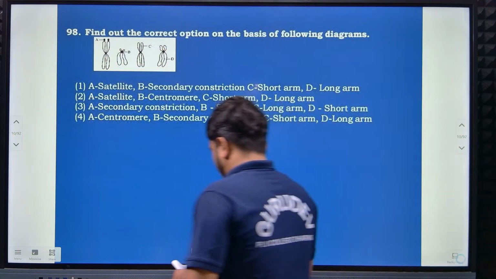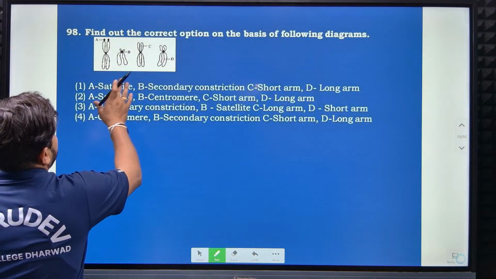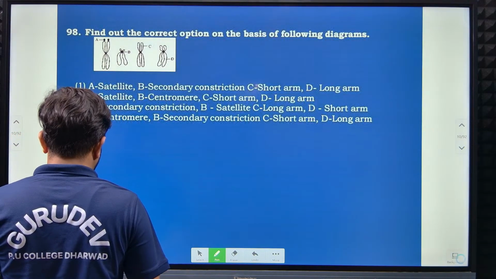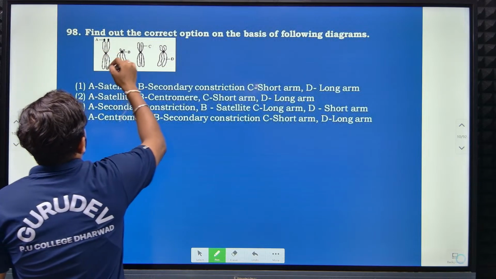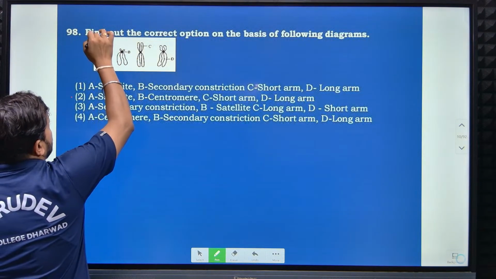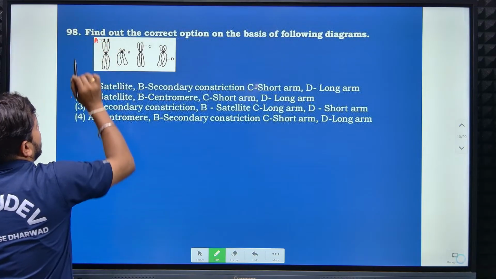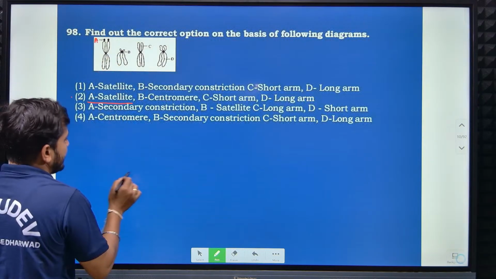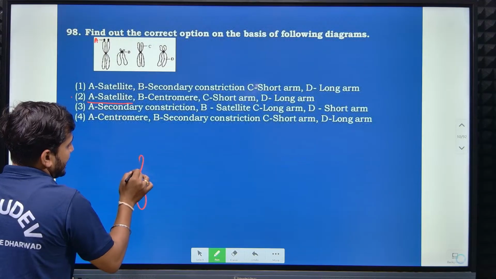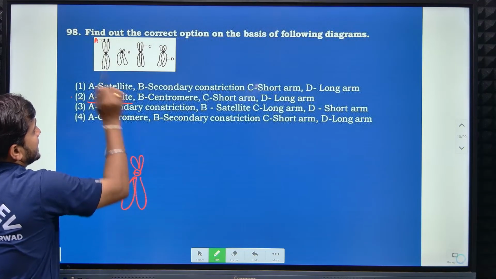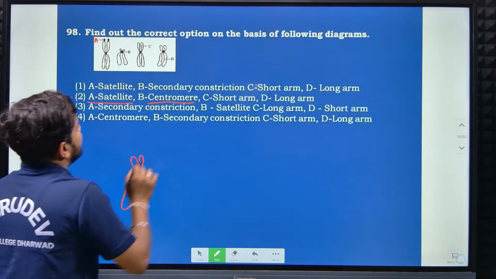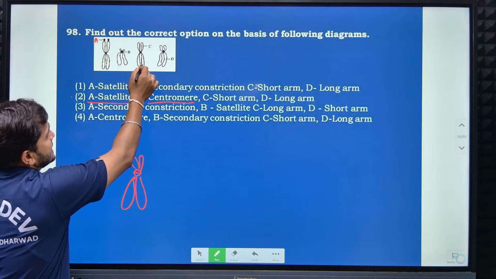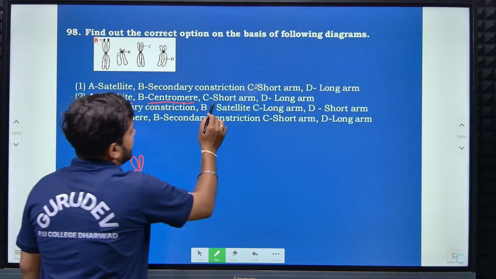Then, find out the correct option on the basis of the following diagram. So we have to find out the correct one, right? They have given a structure of a chromosome, and on the chromosome they have mentioned A, which is known to be the satellite, right? Then B is present with respect to the sister chromatids, right? At the center, that center is the centromere, right? Then C is mentioned with respect to the arm size, the short arm.